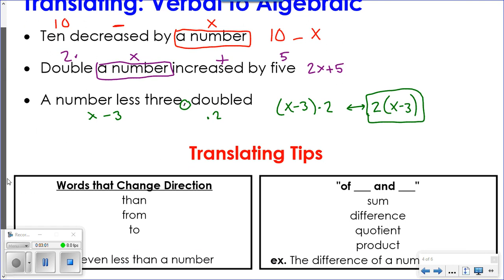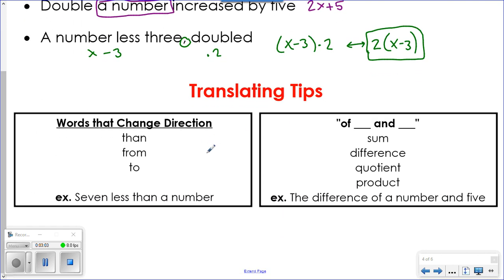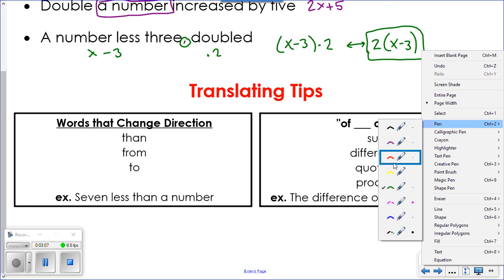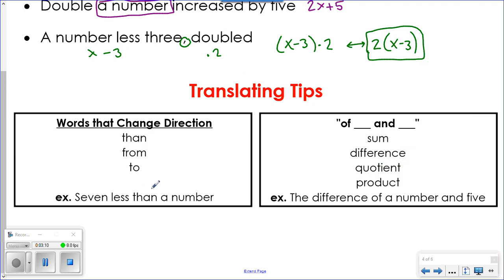Some tips that you want to keep in mind when we're translating. We have 3 words that tell us that we're going to change direction. Than, from, and to all mean that we're going to take the piece that's on the left and switch spots with the piece on the right.